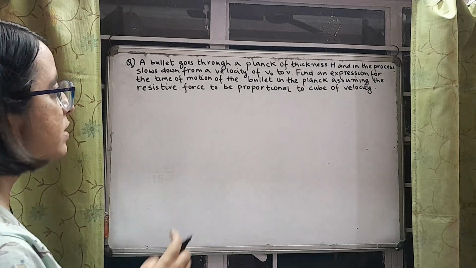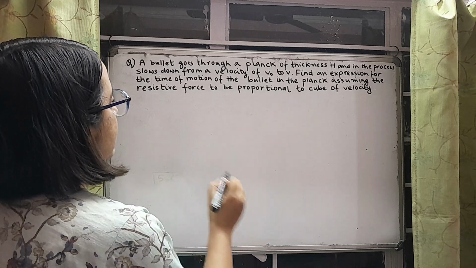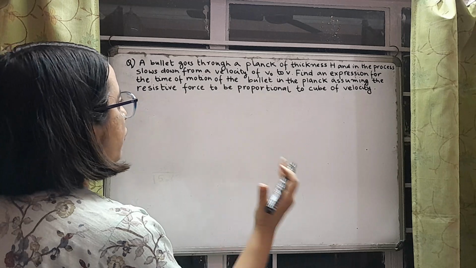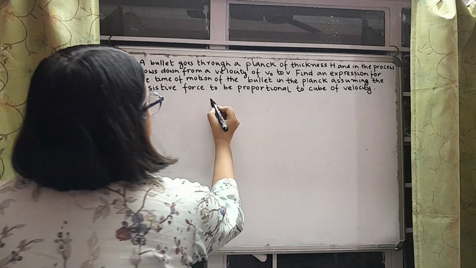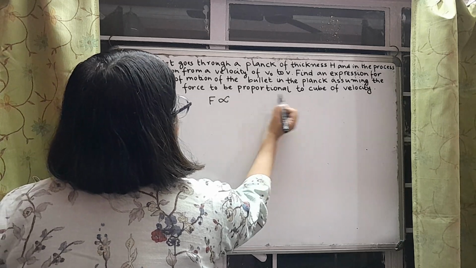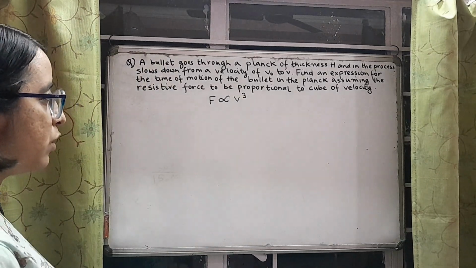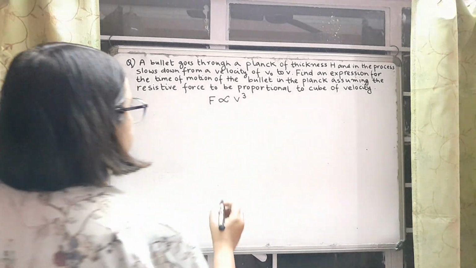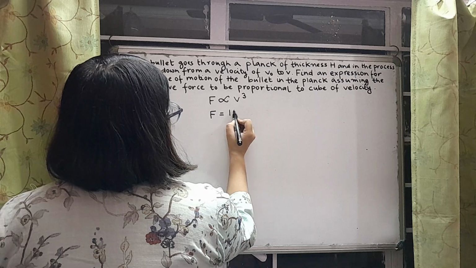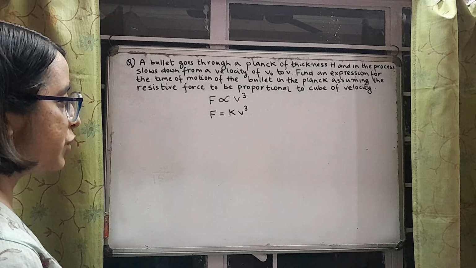Okay, so let's find out the solution. Here it is said that a bullet is moving through a plank and the resistive force offered by the plank on the bullet be F. F is proportional to cube of velocity. So F is proportional to V cube. So we can write this F to be equal to K V cube, where K is a constant of proportionality.